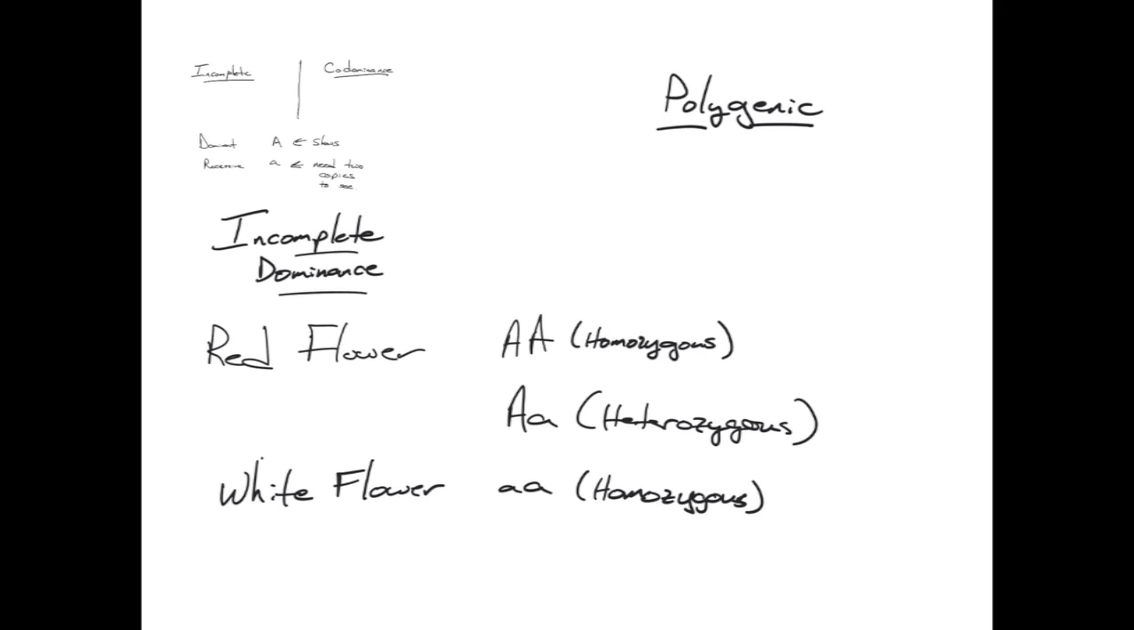What do you think happens? If this was dominant and recessive, because there's a big A, what color would it be? Red. But it's not complete dominance. It's incomplete. So what's going to happen when you have the big A and the little A? It's pink. They're going to blend. So incomplete dominance means you're blending.